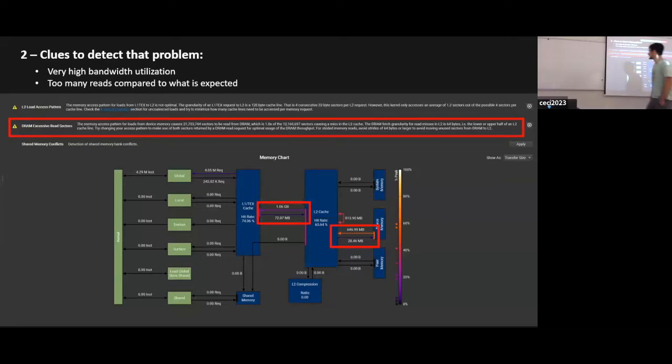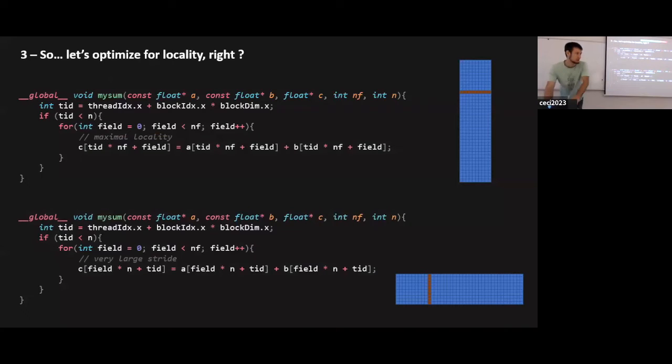And also, the profiler is really good because it is going to yell at you if you do this kind of access pattern. So here: DRAM excessive read sectors. It's really small, but it's telling you that for all the sectors that you read, you are only using, let's say, 1 element out of 10, I don't know. Okay, so that's the second tip. Try to maximize locality when possible.